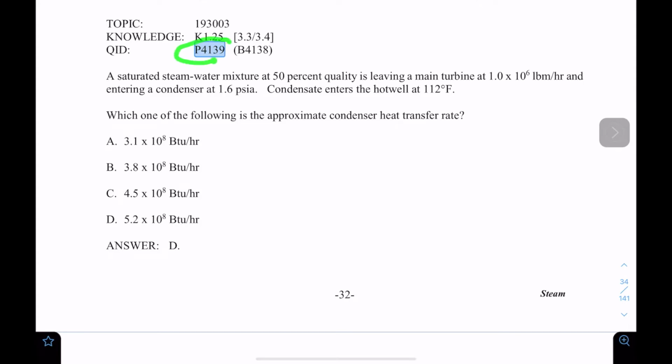So the question P4139: a saturated steam water mixture at 50% quality is leaving the main turbine at this rate, and it's entering the condenser at this. And it's giving me the temperature of the condensate hot well. I know that for the first time this is going to be complex because you need to understand how stuff is working.